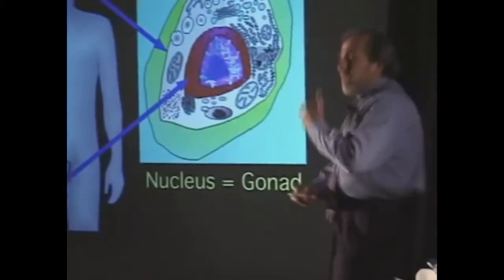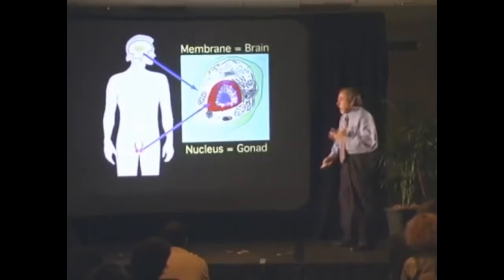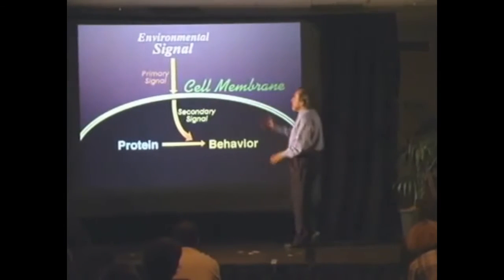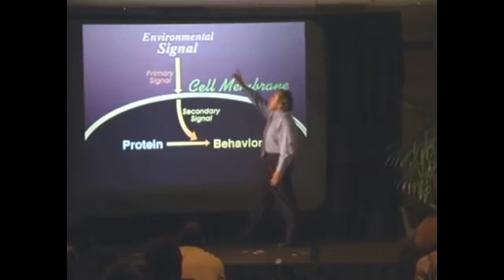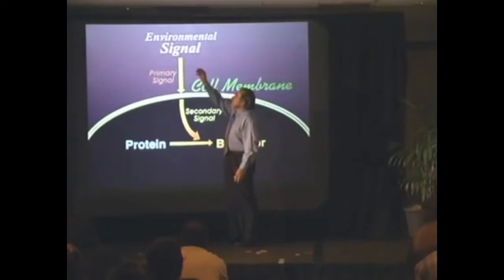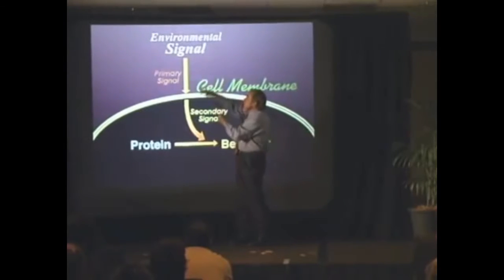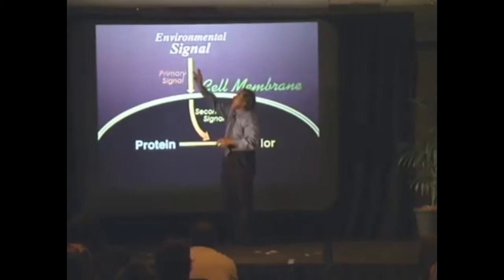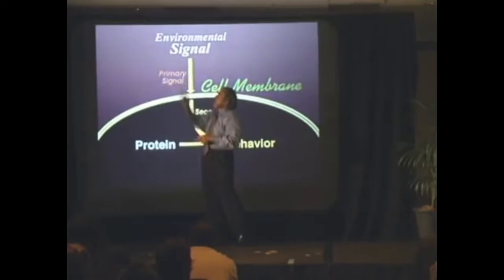So there's no brain involved with genes. Genes are not capable of that. How does the cell membrane work? It takes an environmental signal, and it could be anything. It could be sunshine, it could be hot air, it could be sound, it could be anything that's out there, chemicals, smells, taste, anything that's from the environment. The membrane picks that up, and the environmental signal is called the primary signal.